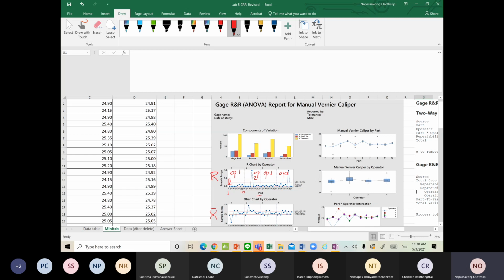If you take a look at the average, X, for example, this point is the average of the 2 times that operator 1 measures part number, suppose, 6. So this is the information that Minitab gives you. Next, you have to be able to interpret the numbers here.